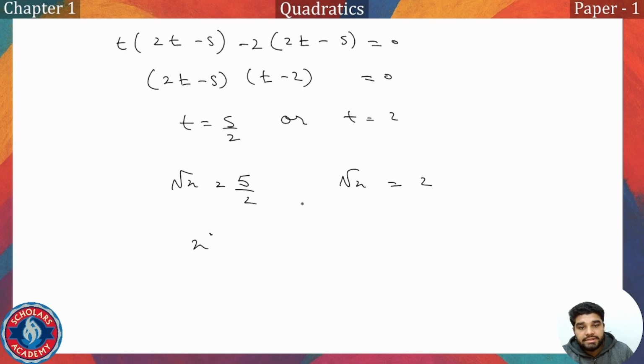So we get x is equal to, squaring this, 25 by 4, and x is equal to 4. So these are the two values. I hope it is clear.